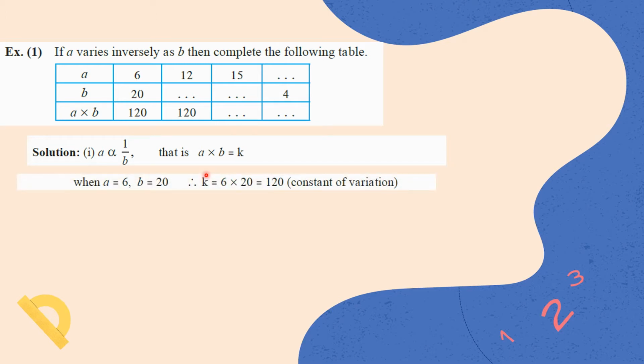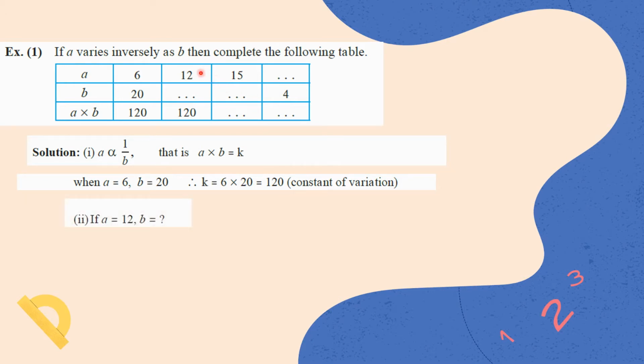So in the first column, A is 6, B is 20. Substitute it in the equation of variation. Your value of K will be 6 multiplied by 20, that is 120. So the constant of variation is 120.